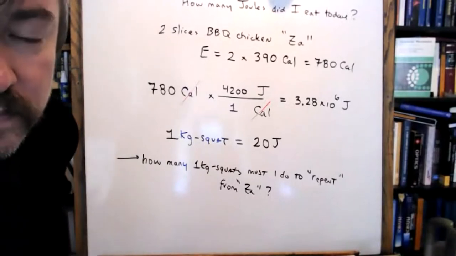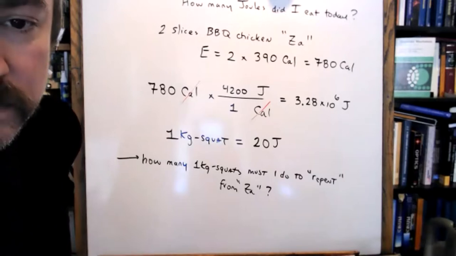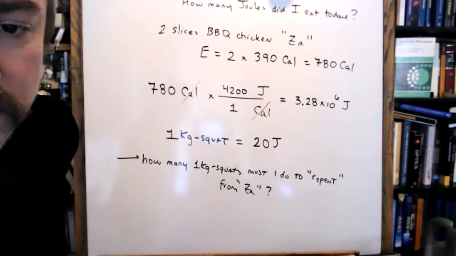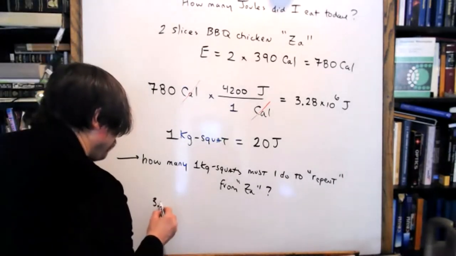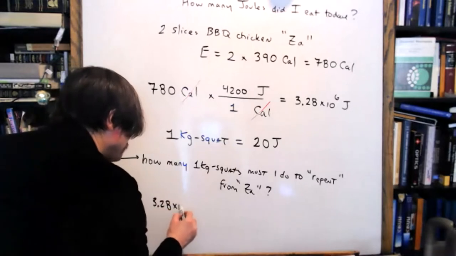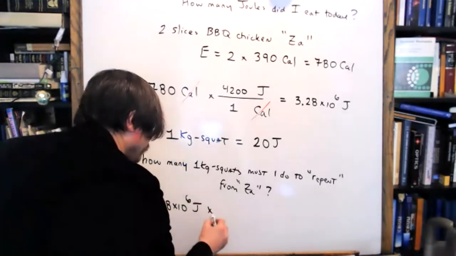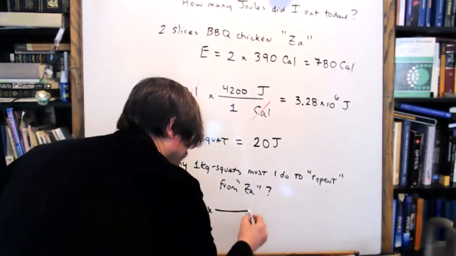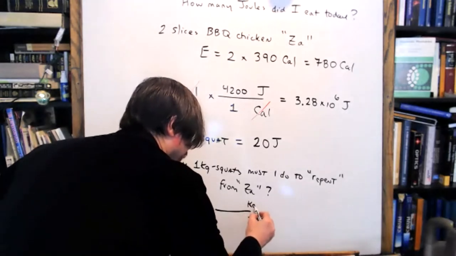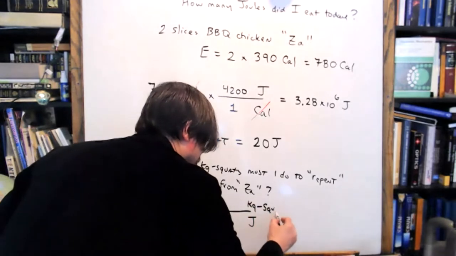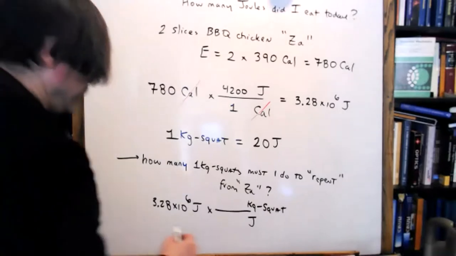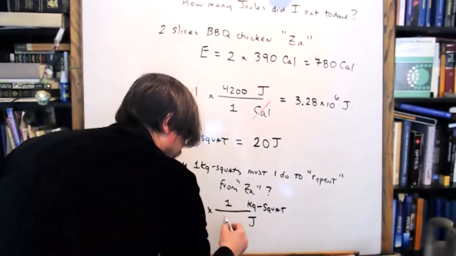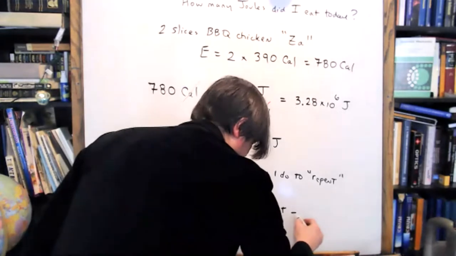By dividing the 3.28 times 10 to the 6 by 20? Yeah, and let's do it dimensional analysis style. We would start with 3.28 million joules, and we're actually going to think of it as a unit conversion. We're going to convert from units of joules to units of kilogram squats, and just like Mateus said, 1 kilogram squat is 20 joules.